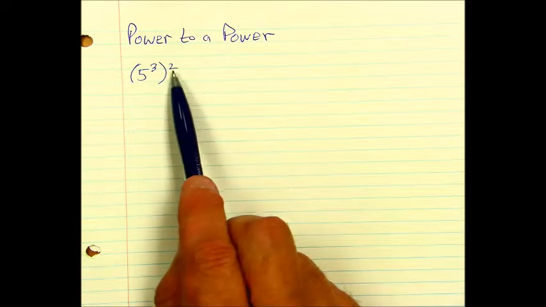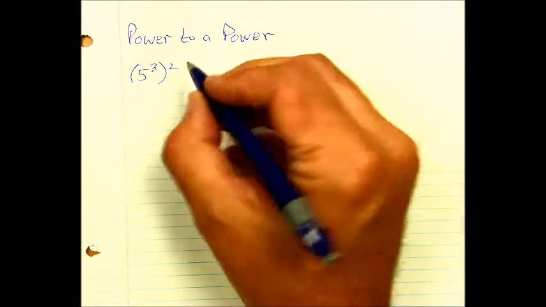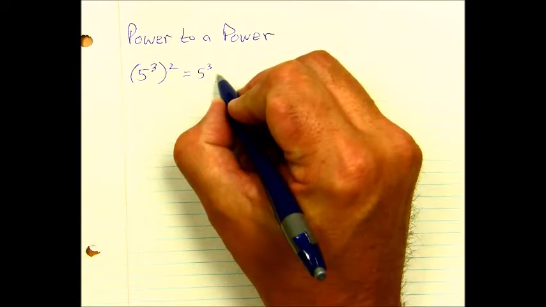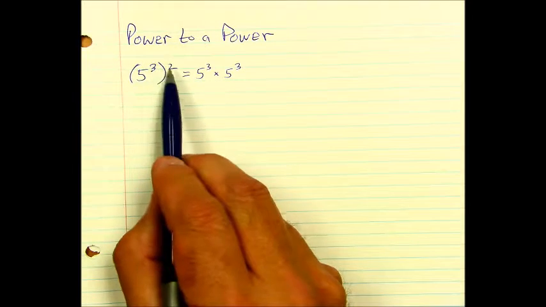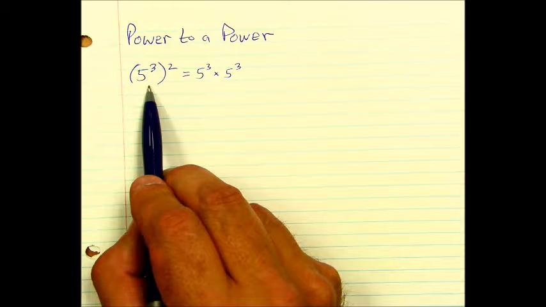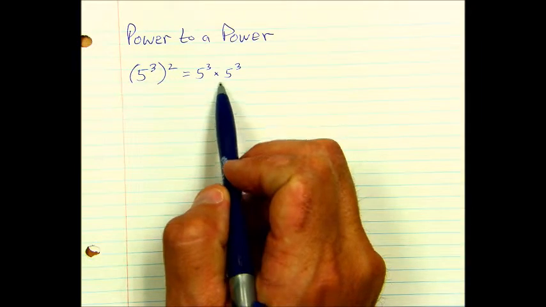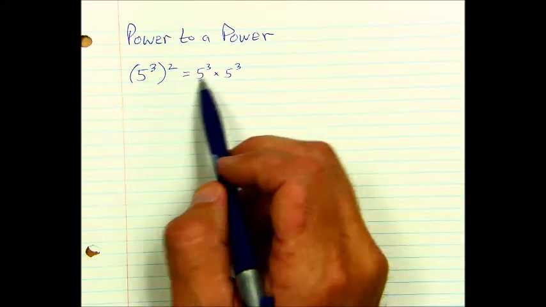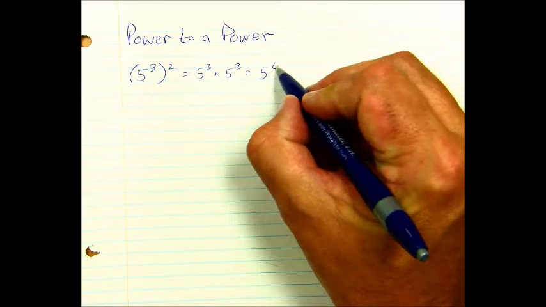This means I have two factors of 5 to the third that I have to work with. In other words, I have a 5 to the third times another 5 to the third. Two of these. Two factors of 5 to the third. So this is the same as what we know. Keep the base, add the exponents.